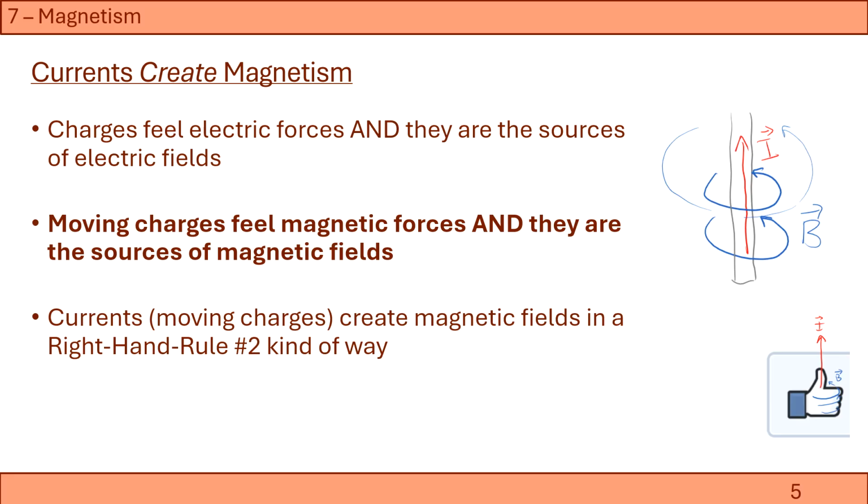Okay, so currents feel magnetic fields. Well, it turns out that they also create magnetic fields. Just like in terms of electricity, charges feel electric forces, but they also are the source of electric fields. Well, moving charges feel magnetic forces, and they are also the source of a magnetic field. So this is going to introduce our right-hand rule number two: how does a current or a moving charge create a magnetic field?